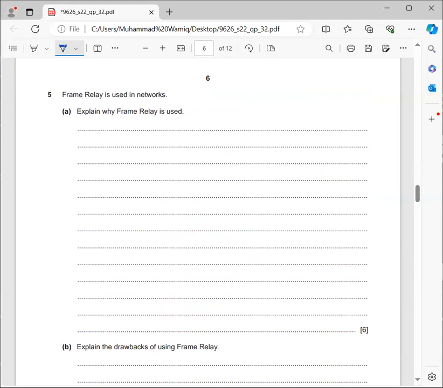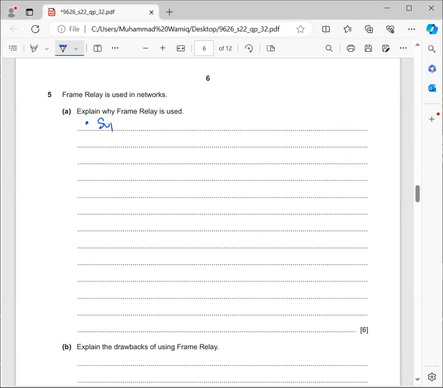Then we have question number 5. Question number 5 is that frame relay is used in networks. Explain why frame relay is used. Now, frame relay is one of the components in networking that supports your internet speed, that supports your connectivity throughout your internet transmission. You need to write here for 6 marks.